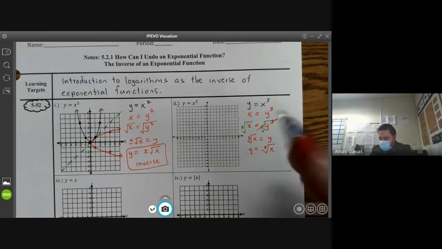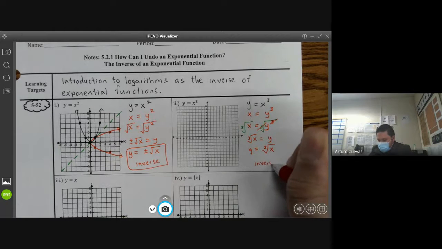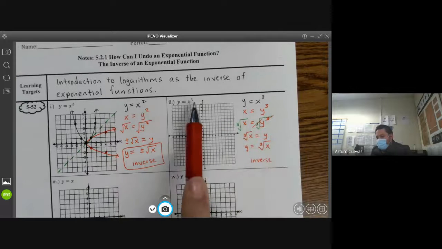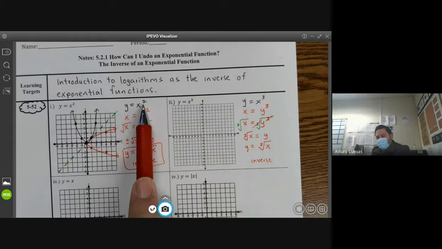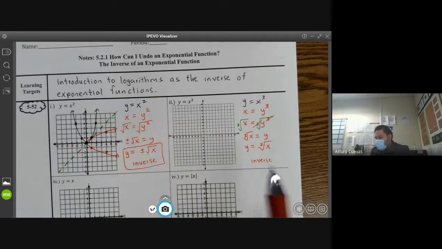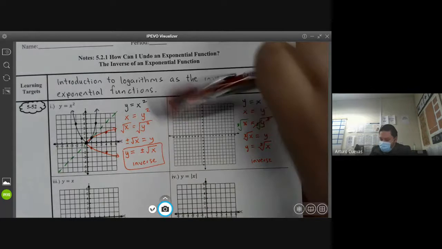So this is the inverse. And it should make sense, right? The inverse of cube is cube root. The inverse of quadratic is square root. So let's go ahead and graph both of them.